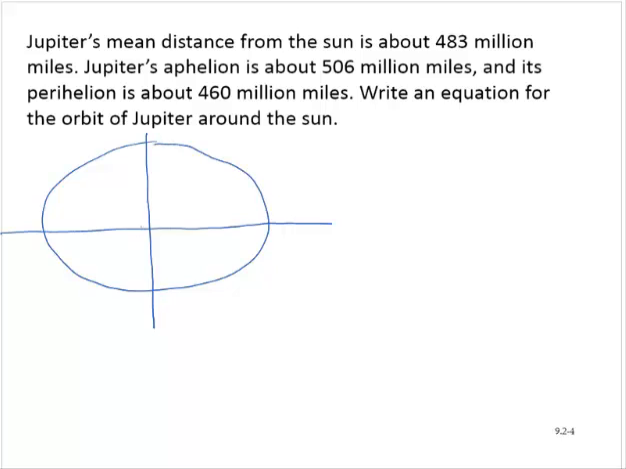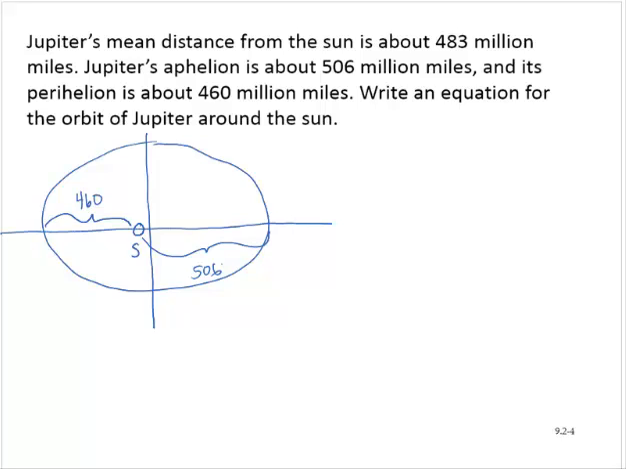So what we do is we have the Sun at one of the foci. So there's the Sun. The perihelion is the shortest distance between the Sun and the orbit. So that distance right there, the perihelion, is 460. The aphelion is the longest distance, which would be, in this case, 506.